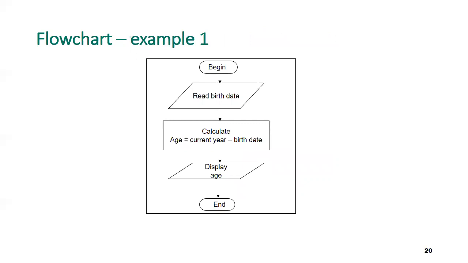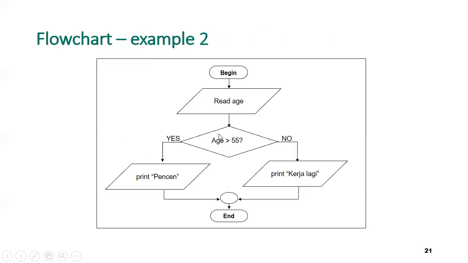And what do we got there? We read their birth date, and we calculate how old they are by today's date, and then we display the age. Yeah, that's a simple program. Then we could add to that if the person is over 55.